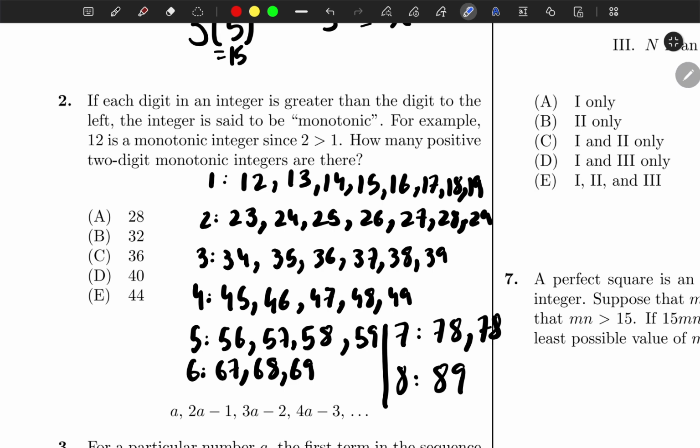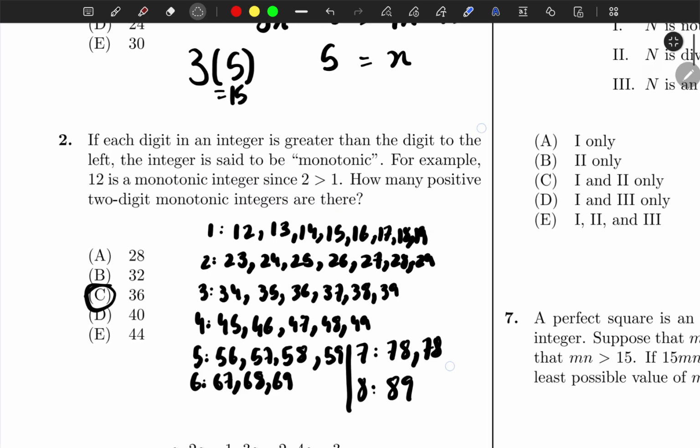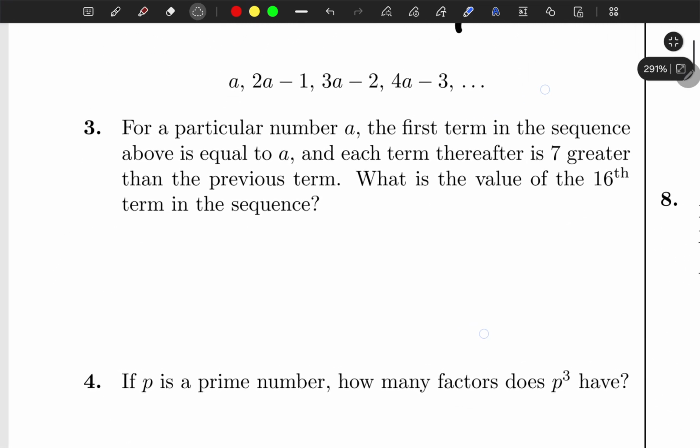We can see that these numbers over here are 1, 2, 3, 4, 5, 6, 7, 8, 9, 10, 11, 12, 13, 14, 15, 16, 17, 18, 19, 20, 21, 22, 23, 24, 25, 26, 27, 28, 29, 30, 31, 32, 33, 34, 35, 36. So we know the total number of monotonic integers we can have is 36. Now there is probably going to be an easier way to solve this. If you know that, do let me know, but this is what I could think of off the top of my head.